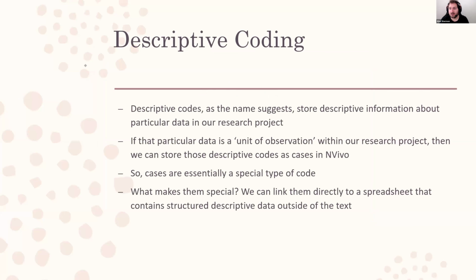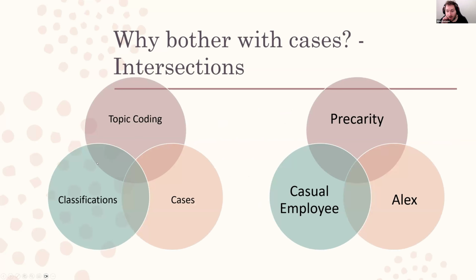Cases are, in NVivo's terminology, a unit of observation in your research project. They're a special type of code. Examples of cases are things like your specific interviewees. So in this project, Barbara, Charles, Dorothy, they are all cases. Individually, they are cases, and those cases fit together into a case classification. Now, why bother doing this?